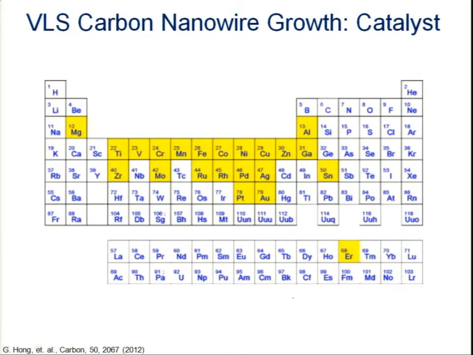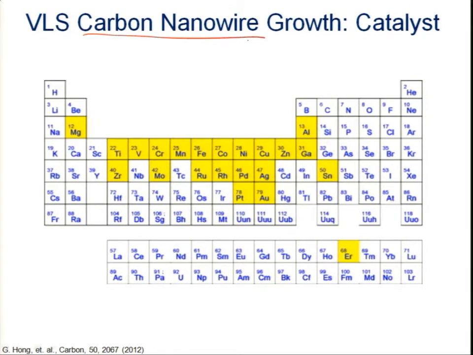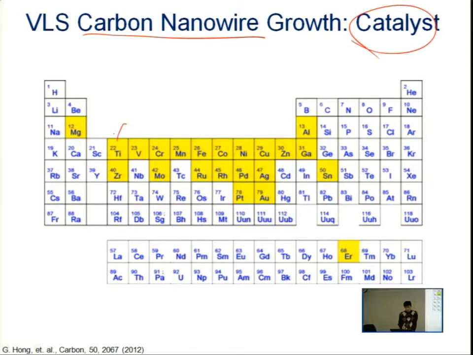For carbon nanowire growth, there are multiple different catalysts that can be used. All these yellow colored elements can be used as a catalyst.